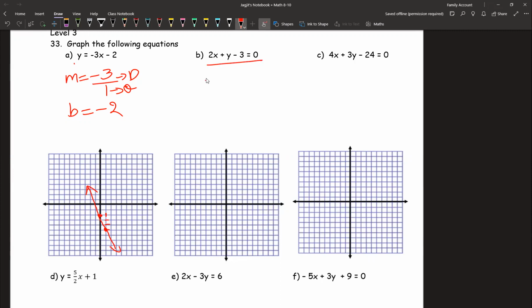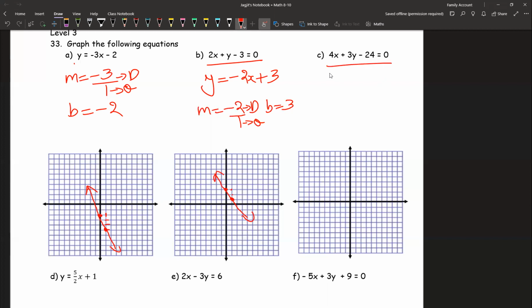On something like this, isolate your y, move the 2x to the other side, becomes minus 2x plus 3. Your slope is minus 2 over 1, and your y-intercept is 3. The y-intercept is 3, and the bottom number tells you how much over you go. The top number, if negative, you go down. So we go 1 over and 2 down. 1 over, 2 down. Here's the second point. Take your ruler, draw a line going through those 2 points. That's your graph.